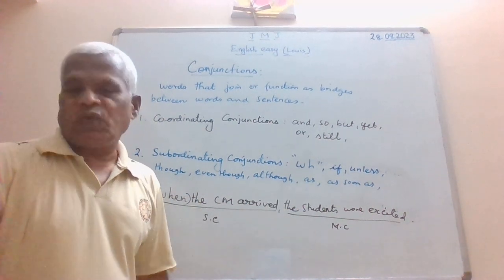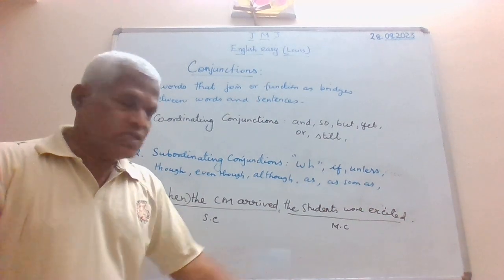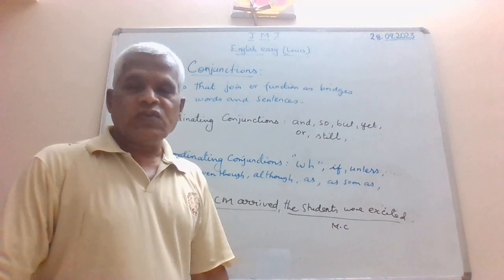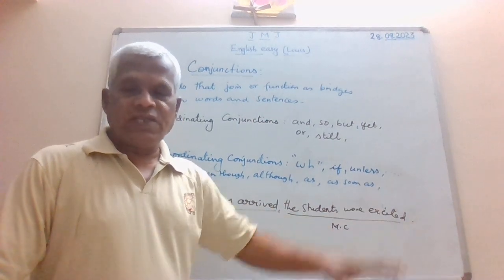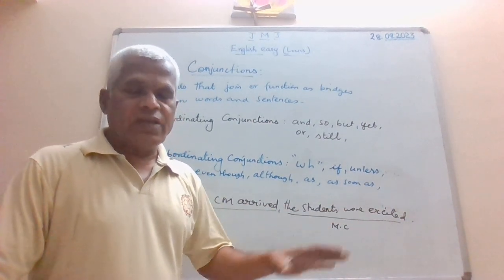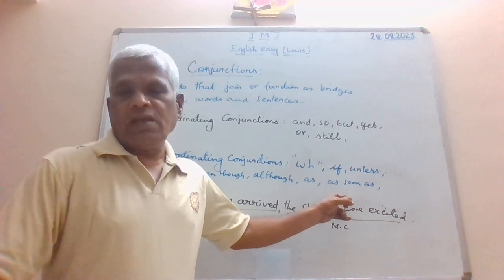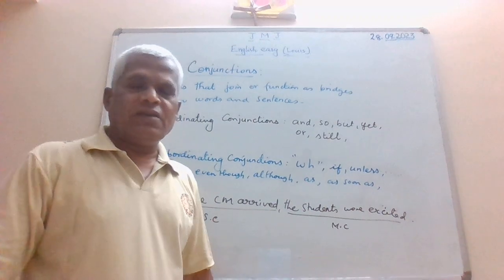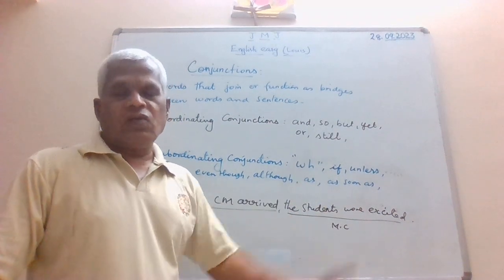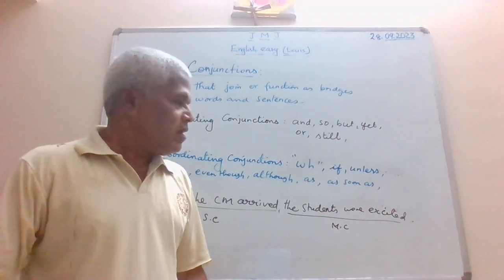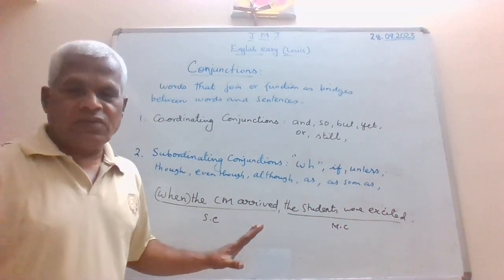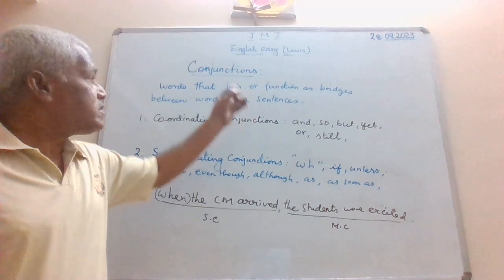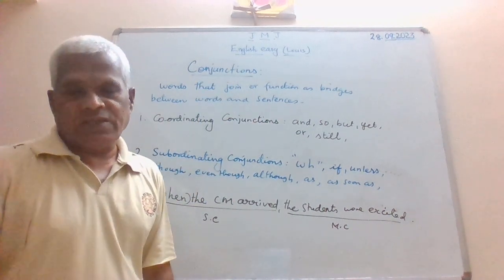As we have approached the examinations, we need to be very consistent in our studies. As soon as the chief guest arrived, the principal went and garlanded him or her, whoever would be the chief guest for the function. See, so many examples we can give. So this is the second type of conjunctions.